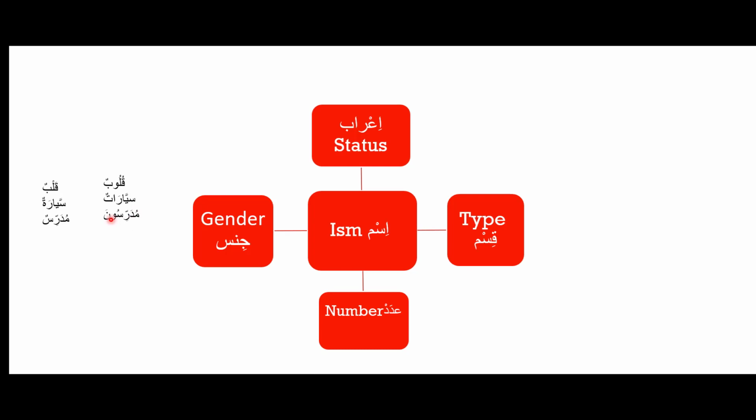Now this is human, mudarrisuna. Teachers can't be animals or non-living things. Teachers are human. So this is masculine because I know waw nun is for masculine plurals. So the gender is masculine, the number is plural, and the treatment is plural as well. That was the second property. Coming to type, we have to find whether these isms are common or proper. Common means indefinite, proper means definite. Common in Arabic is nakira and proper is marifa. All of these are nakira because I see tanween in all of them.